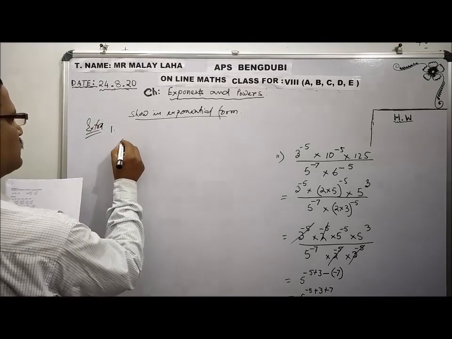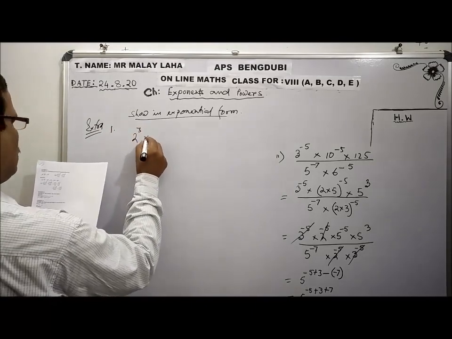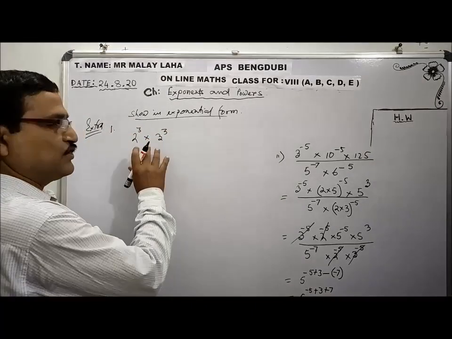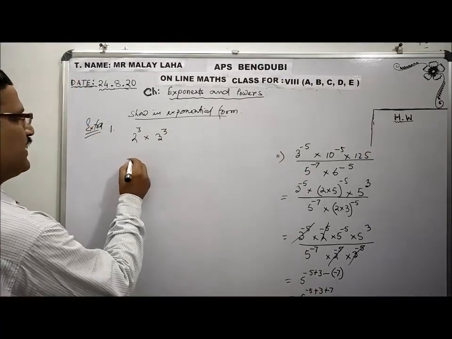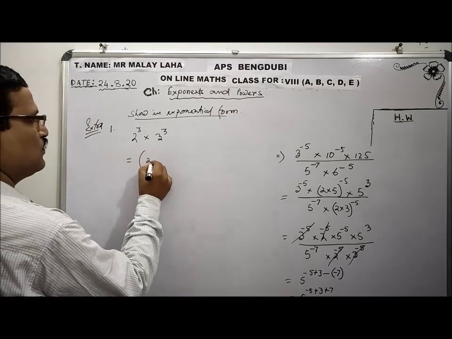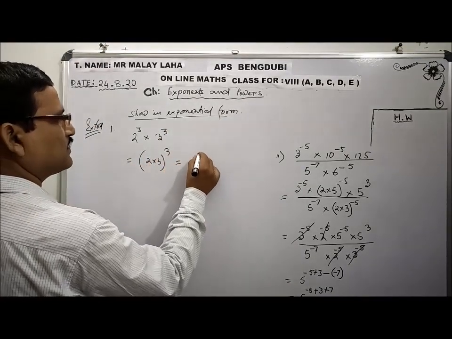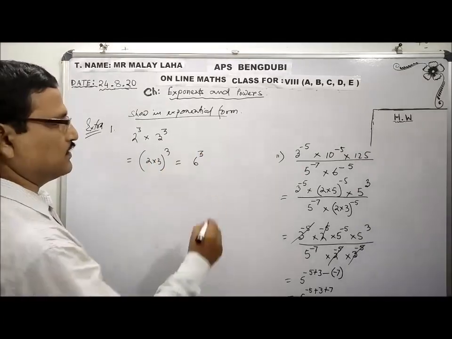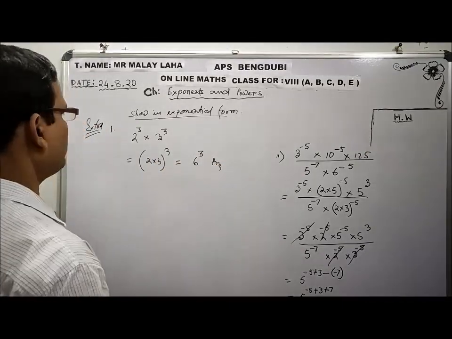Question number 1: 2 raised to 3 into 3 raised to 3. Which law is here? It is in a distributive form. Power is the same, base different. So I can write under one power: 2 into 3, raised to 3, that equals 6 raised to 3. Answer. Very simple. You have to apply the laws and find it.